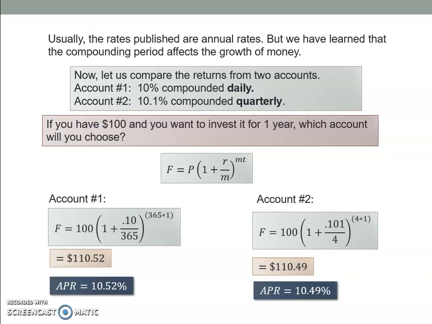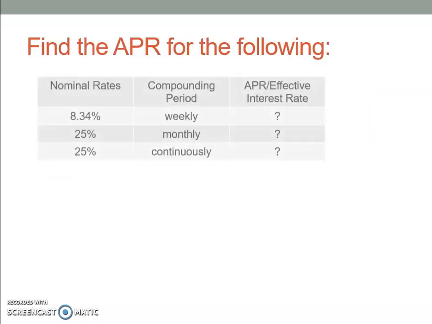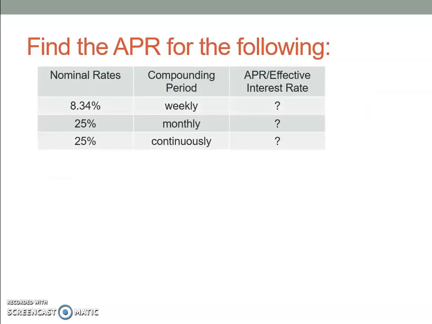All right, so I hope this is clear, but let's have a few more examples here so you can understand it better. In this one, the question is: find the APR, or the annual percentage rate, for the following. I have here, for example, 8.34%. We call it the nominal rate, the rate per year. But the compounding period is every week. And then 25% if it's monthly, 25% if it's continuously. So let's do this one by one.